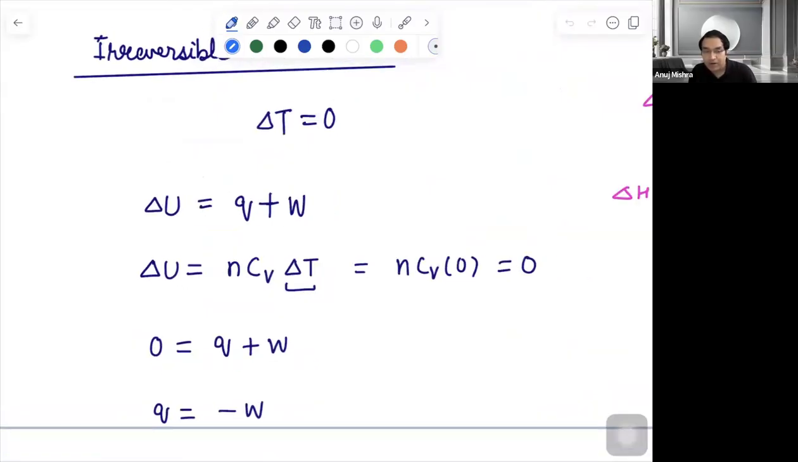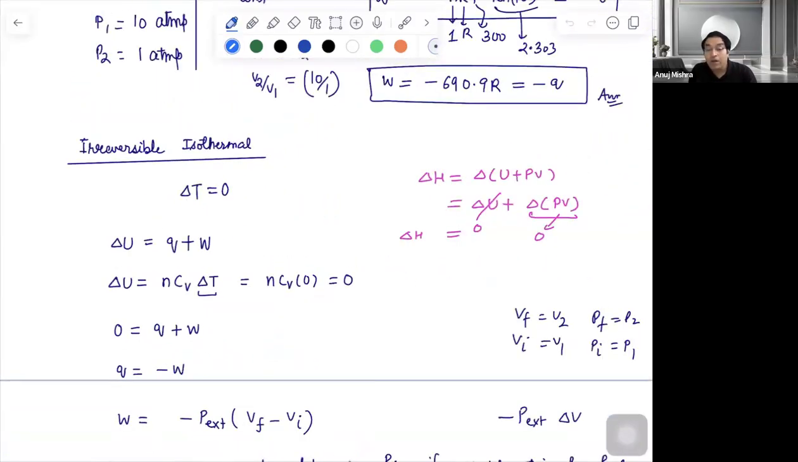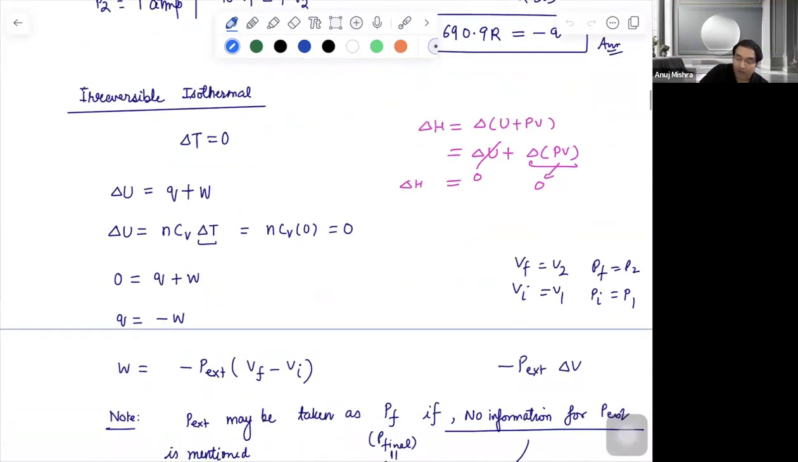Please come to this part. Now this time I cannot write dW is minus PdV because this is irreversible. So what shall I write? I should write work done is equal to minus P external times V final minus V initial. Note down please. Or V2 minus V1, or minus P external delta V. Okay? That is our work done. Please note down this term.